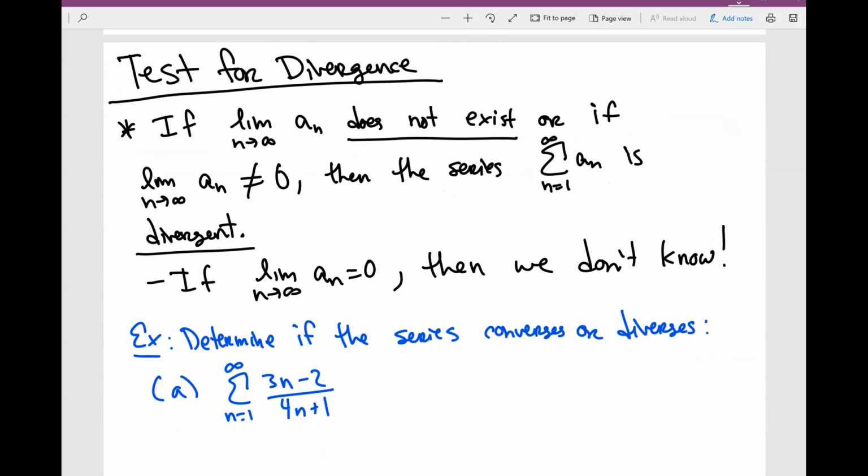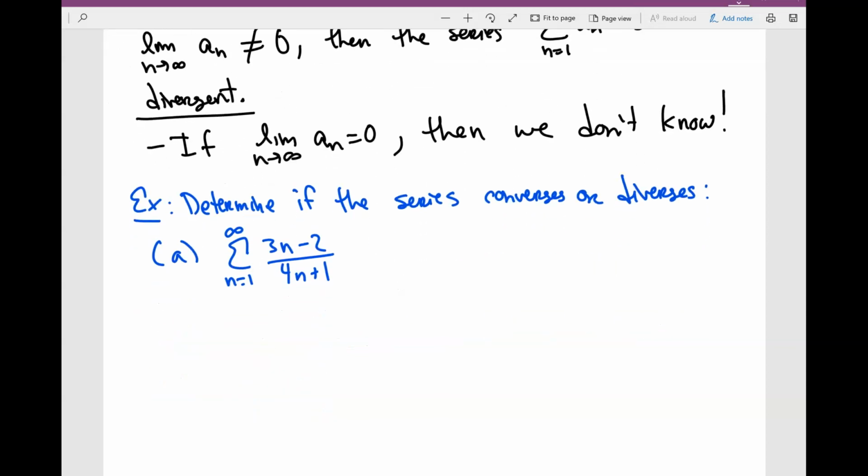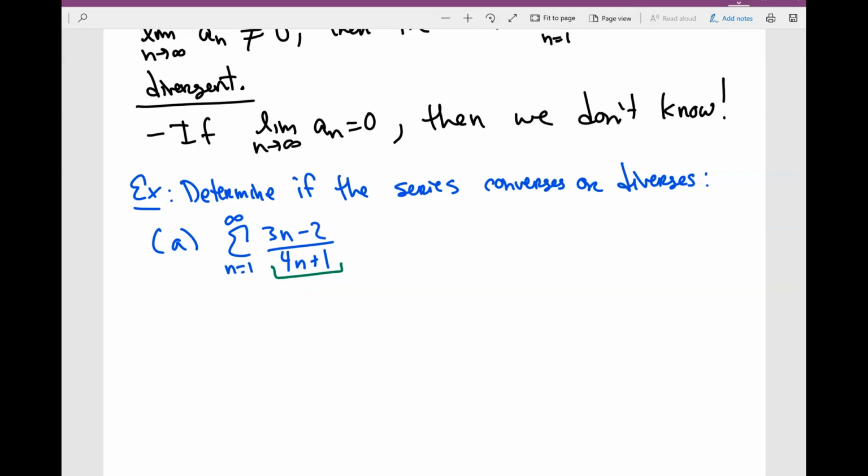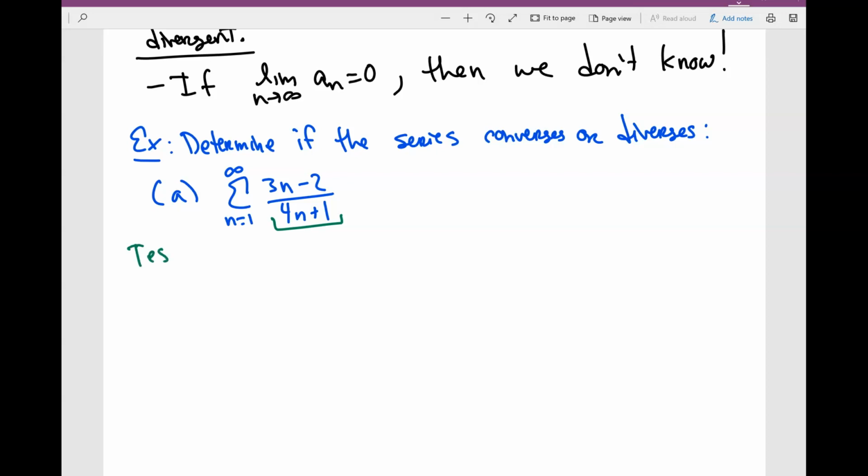Well, we just learned this neat test for divergence, and all we have to prove is that either the limit doesn't exist or it's not equal to 0. So we're going to take this term right here, and I'm going to take the limit of it. We're going to use the test for divergence, or divergence test, whatever you want to call it. I'm going to take the limit as n goes to infinity of 3n minus 2 divided by 4n plus 1.